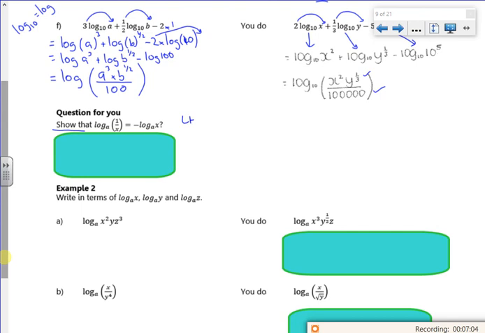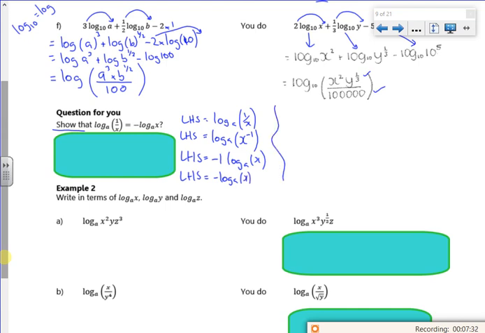Right, show that. So if I work from the left-hand side, that's log to base a of 1 over x. Now that's the same as x to the power minus 1. And if you remember, with the powers, I can put it at the front. Which is minus log to base a of x, which is what I wanted there. So my right-hand side is minus log a of x. My left-hand side and my right-hand side are the same. So I'm doing this as like a proper formal proof. Therefore, log to base a of 1 over x is minus log a of x. Ta-da!